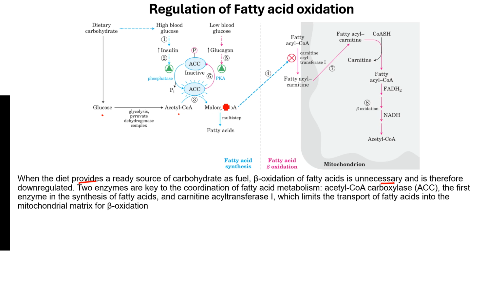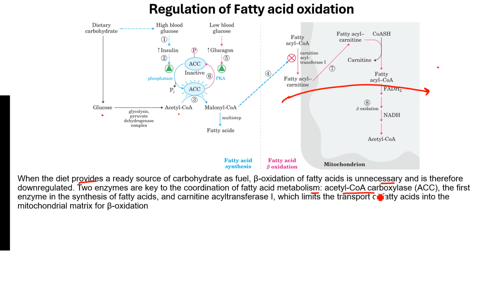The fatty acid is not allowed to enter the matrix of the mitochondria, because once it enters the matrix, there are several enzymes involved in beta oxidation of fatty acids, and they will start to take place one by one. Therefore, it is inhibited in the very first place, and it is not allowed to enter the matrix of the mitochondria.